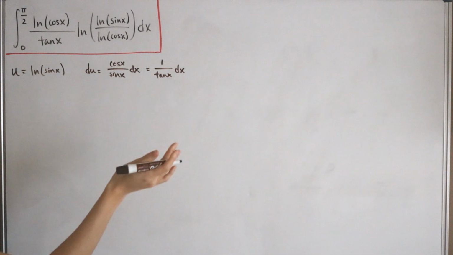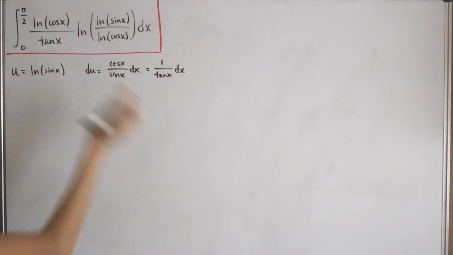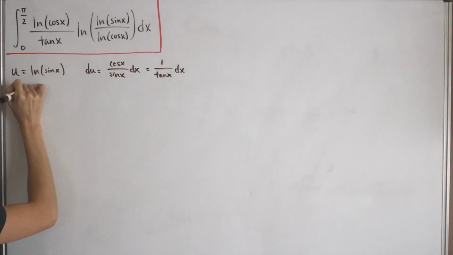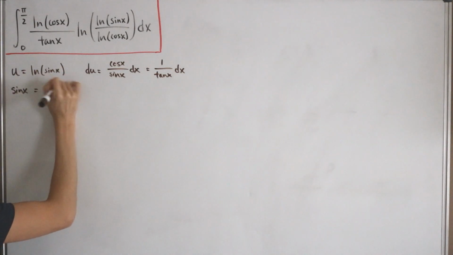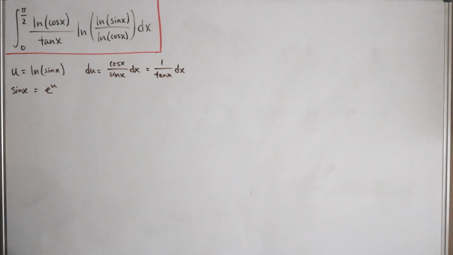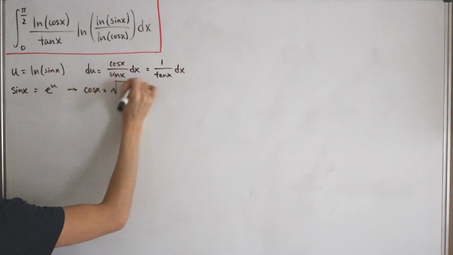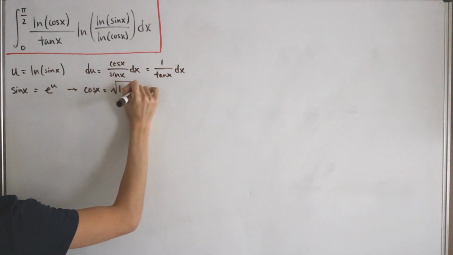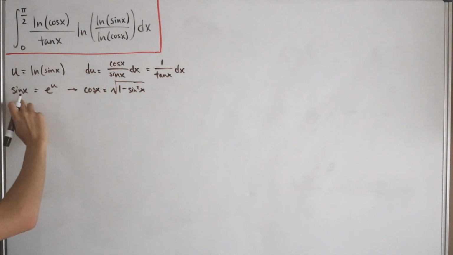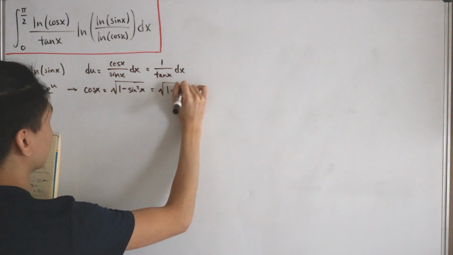We're not done yet with the u-sub, because we have a natural log of cosine of x, and we have to simplify things to bring everything into the world of u. Keep in mind that sine of x is equal to e to the power u, from exponentiating both sides with base e. In other words, cosine of x is the square root of 1 minus sine squared of x, from the fundamental trigonometric identity. Sine squared of x is e to the power 2u, so that's the square root of 1 minus e to the power 2u.